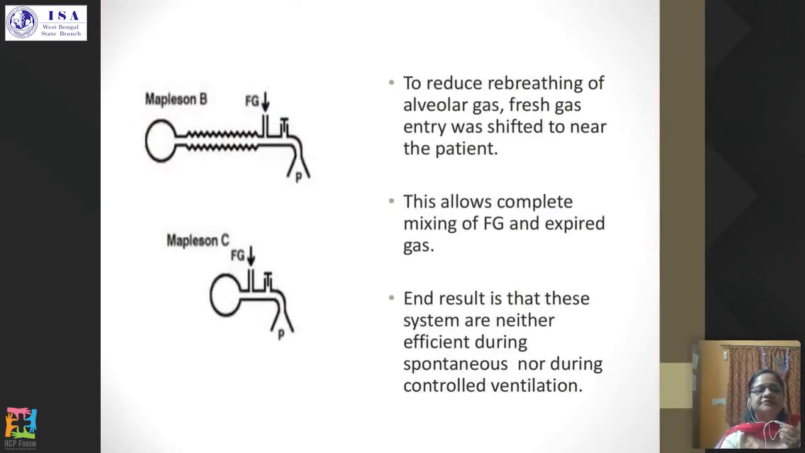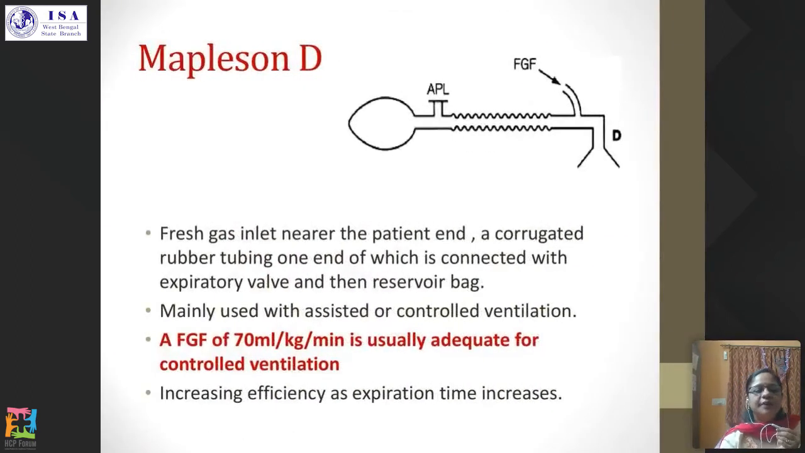Now, what is the difference between Mapleson B and Mapleson C? To reduce the rebreathing of the alveolar gas, the fresh gas entry has shifted near the patient. This is the fresh gas inlet shifted to the patient. This allows complete mixing of the fresh gas and the expired gas here. The end result is that B and C systems are neither efficient during spontaneous nor during controlled ventilation. Now the Mapleson D, very important.